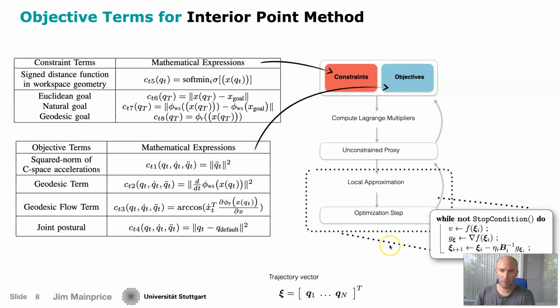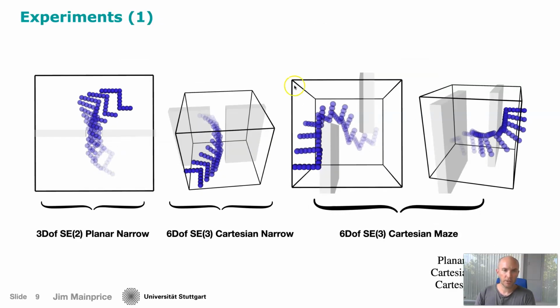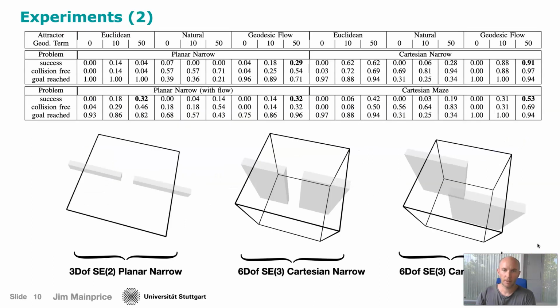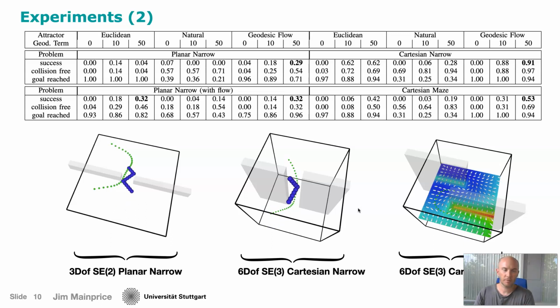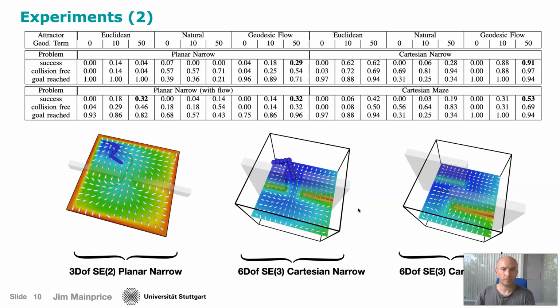So we include all of these things in our interior point method framework, and we compare those on 3 different examples. So a planar and 2 3-dimensional examples where we have 6 degrees of freedom, and we compute a goal region of about 30 goal points, and we watch what are the success rates of using different tuning of the objective terms, and we find that the ones that use the Riemannian geometry lead to higher success rate.